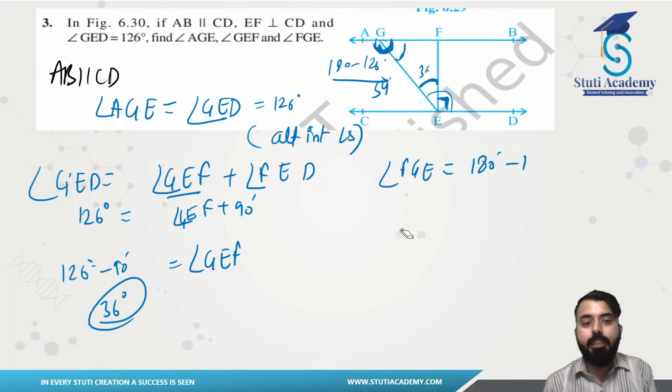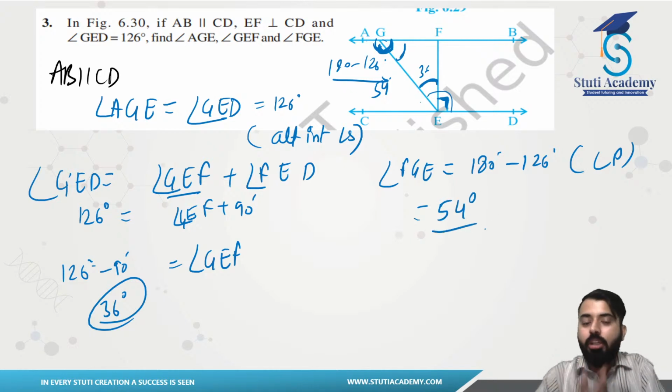Let me just write it neatly. So this is 126 degrees, right? This is a linear pair. So it should be 54 degrees. So these are all the angles that you have to find out. You can even calculate this one also. This is quite straightforward. If this is 90, this is also 90, or you can take this one also. So there are various ways to get around this question.